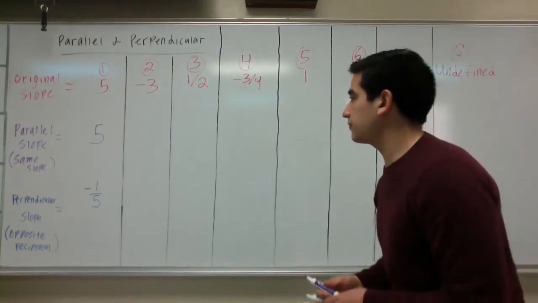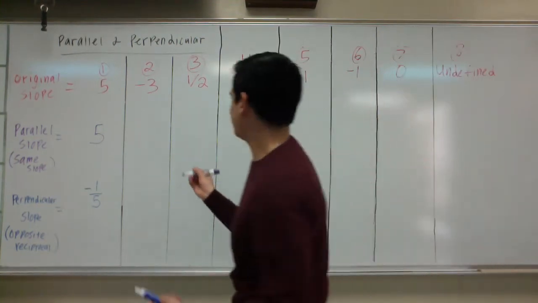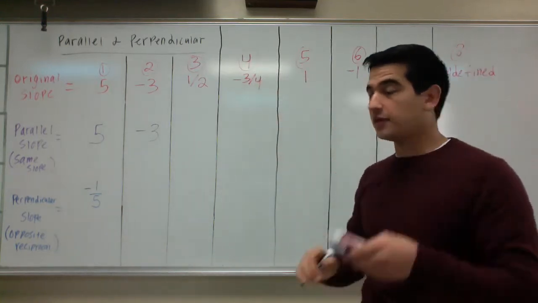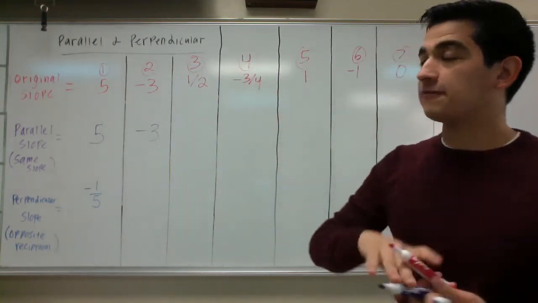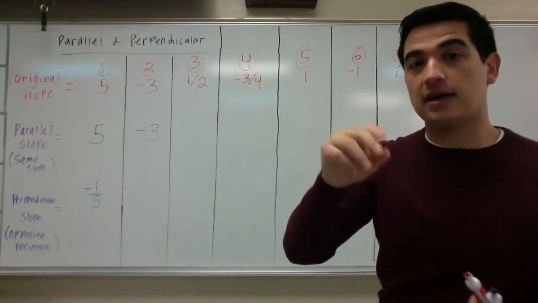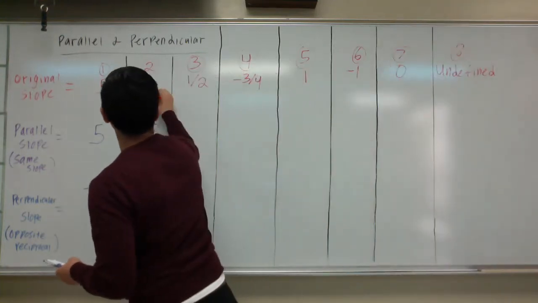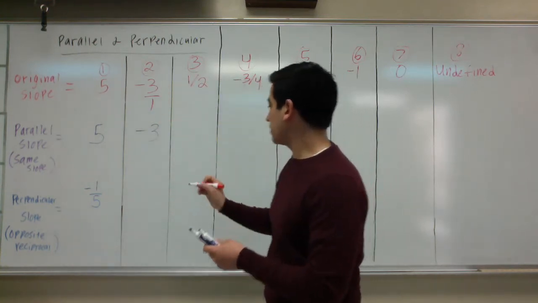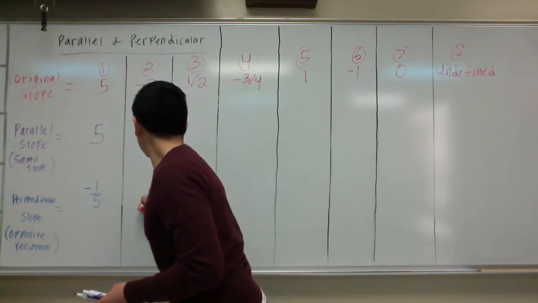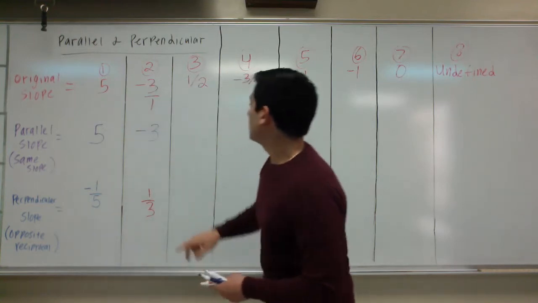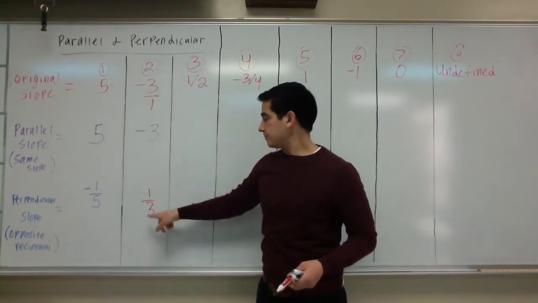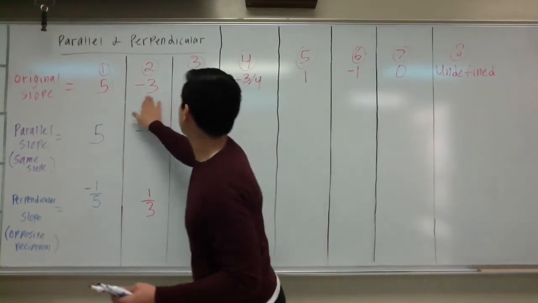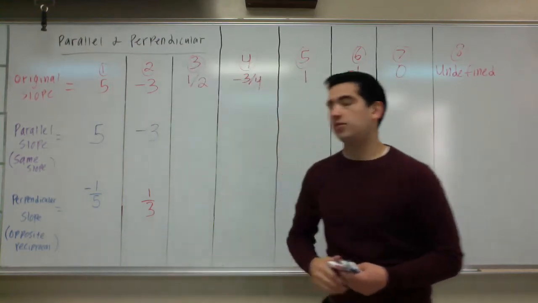Number 2, I have -3. So parallel, easy, -3. Now perpendicular, we have to think a little bit. I need to flip -3 and change the sign. So I'm going to draw a little over 1 here. Instead of -3 over 1, I'm going to flip it to 1 over 3. And since this is a negative, this is going to be a positive 1/3. So perpendicular of -3 is a positive 1/3.